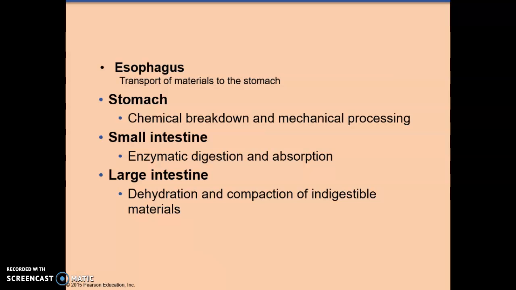The esophagus transports material to the stomach. It is a muscular tube, and it transports the material by way of peristalsis. In the stomach begins the chemical breakdown and mechanical processing of proteins and lipids. The small intestine also digests all foods, receiving digestive enzymes from the pancreas. And then the large intestine does not digest or absorb food, but it's basically to absorb water and compact indigestible materials.